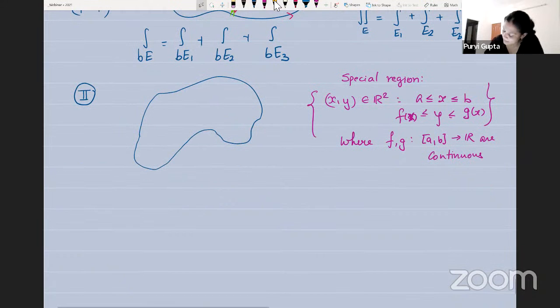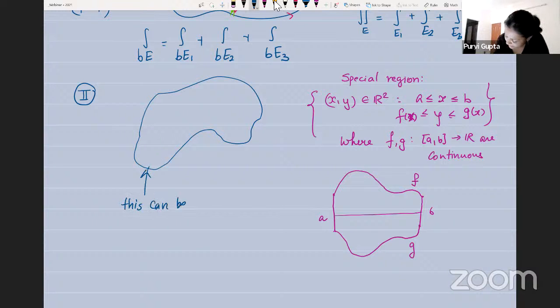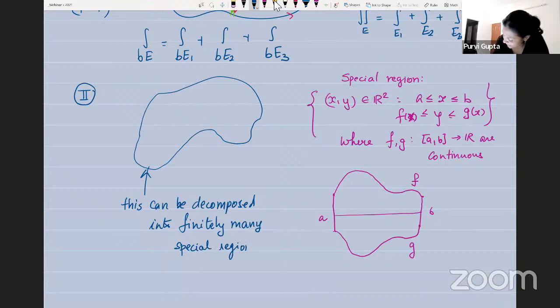Okay. So what I'm speaking about over here could look something like this. So this is the graph of F, this is the graph of G, and somewhere this is the axis, and I have AB over here. So this is a special region. And here's something I want you to think about: my claim is this can be decomposed into finitely many special regions. That's the idea over here.